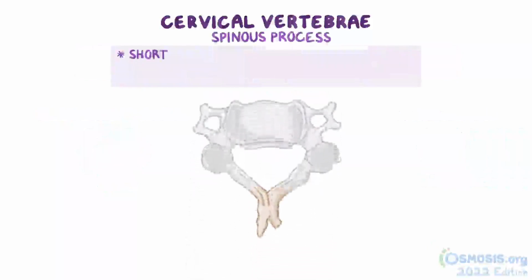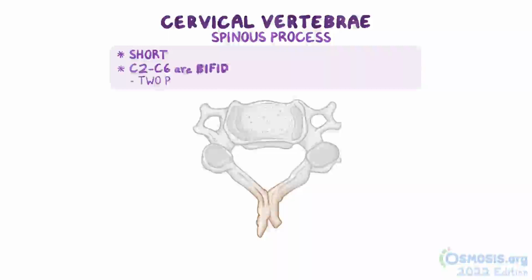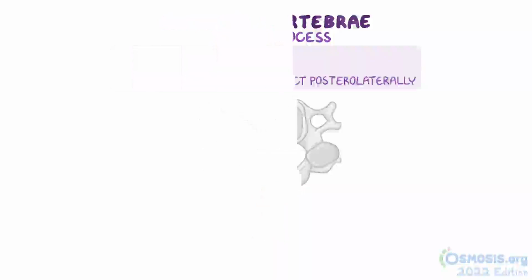The spinous process of the cervical vertebrae are short, where typically C2 through C6 are bifid, meaning they have two protrusions at the posterior end that project posterolaterally. But let's not forget about the atypical cervical vertebrae.